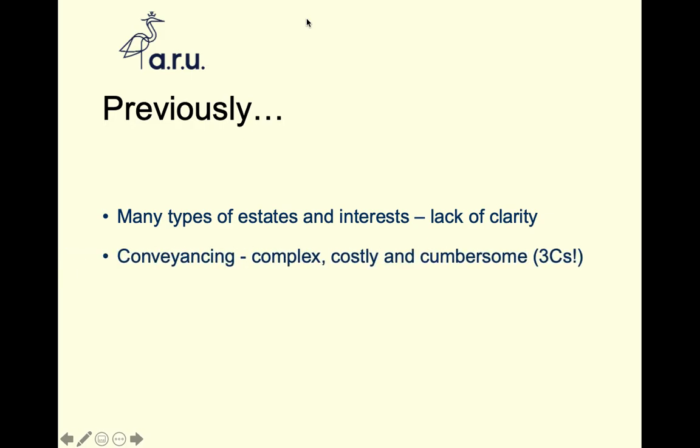Conveyancing itself, in order to pass land, was what can happen in a lot of areas of law, the 3 C's. It was very complex, it was very expensive or costly, and it was very cumbersome. It was a very difficult thing to do. So it made the process of transferring a property a really big deal and something you had to be very invested in and determined to do.